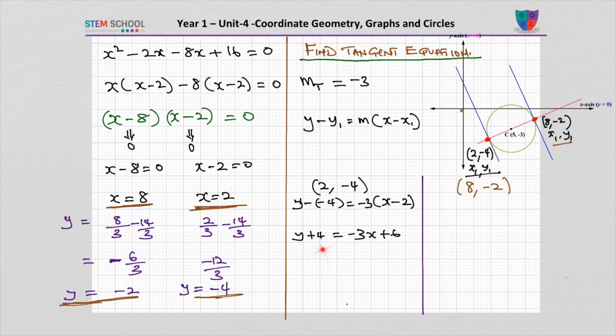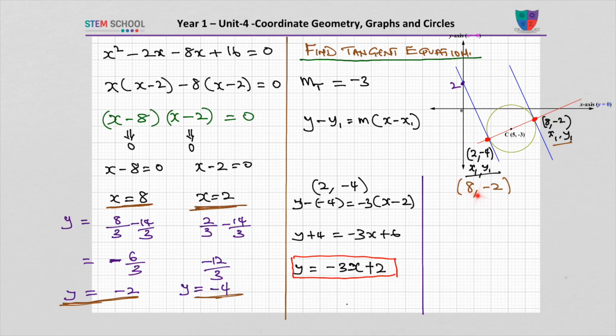That gives y plus 4 equals minus 3x plus 6. Taking away 4 from both sides, I get y equals minus 3x plus 2. And that's the equation of this tangent here. So this plus 2 will be here.